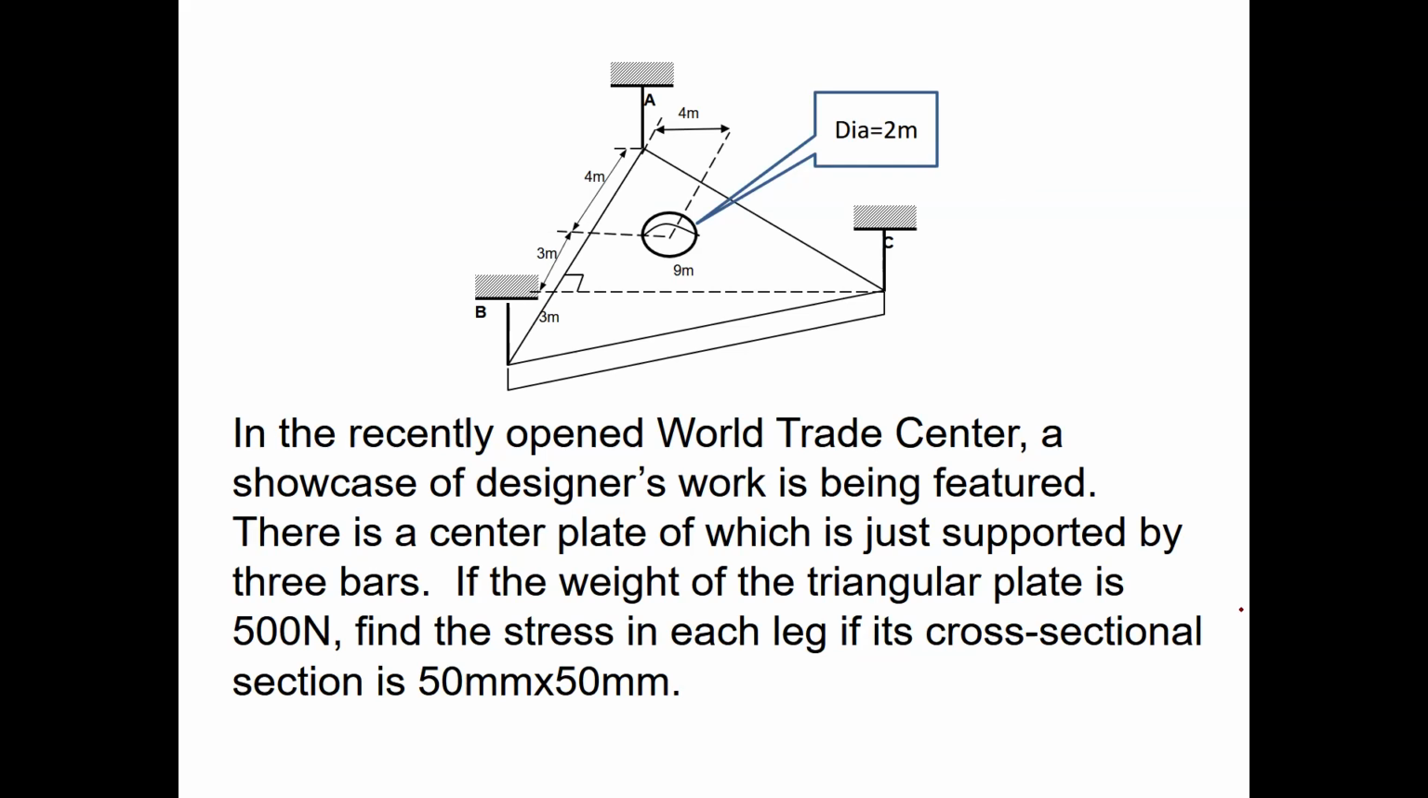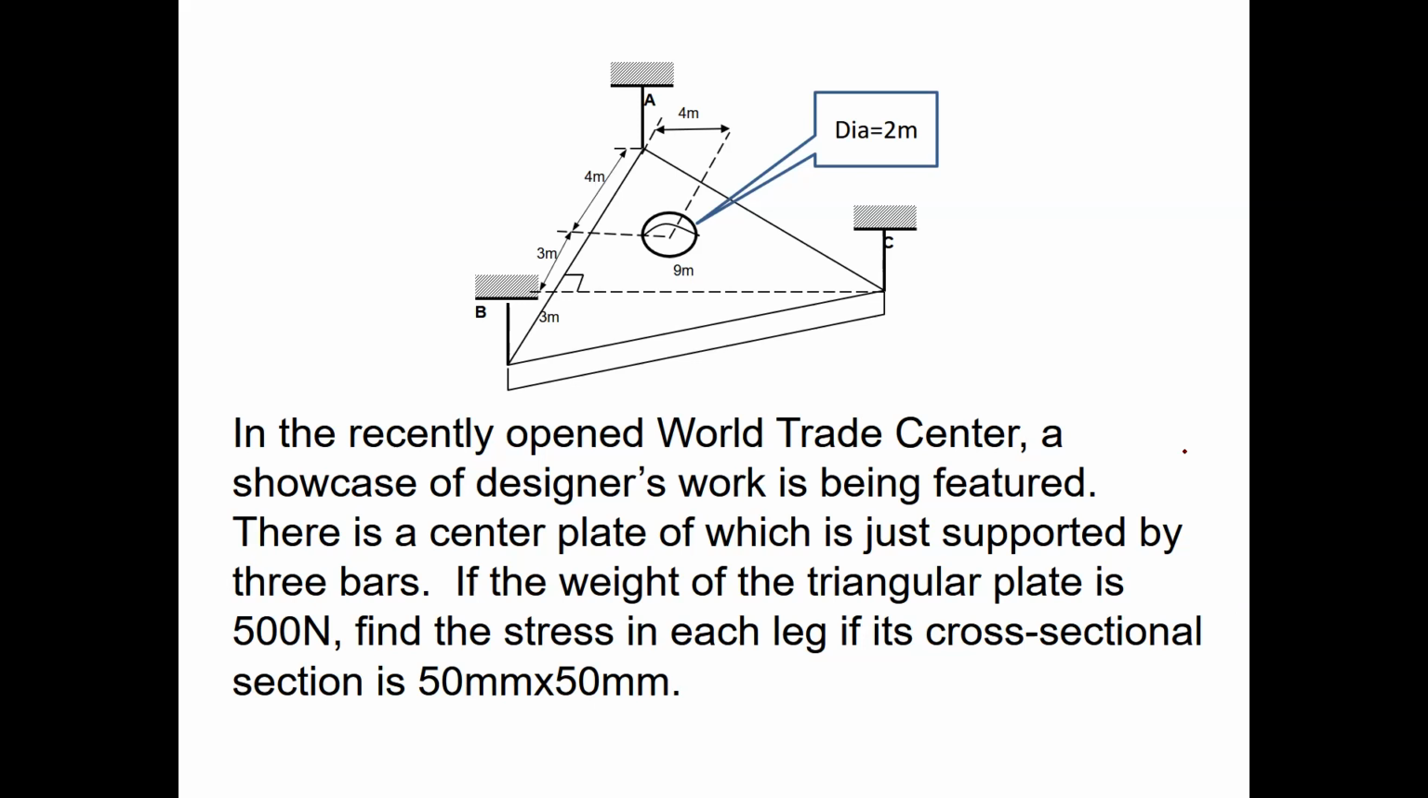In the recently opened World Trade Center, a showcase of designers' work is being featured. There is a center plate of which is just supported by 3 bars. If the weight of the triangular plate is 500 newtons, find the stress in each leg if its cross-sectional area section is 50 millimeter by 50 millimeter. Okay, thank you very much.